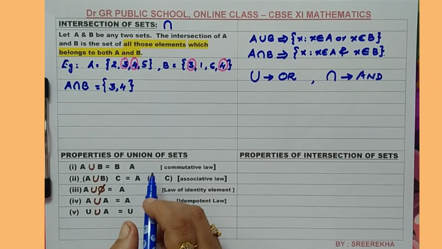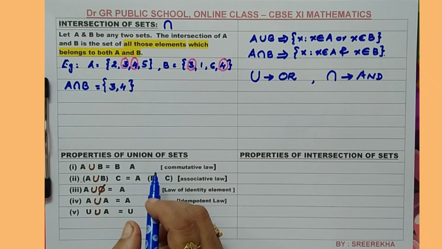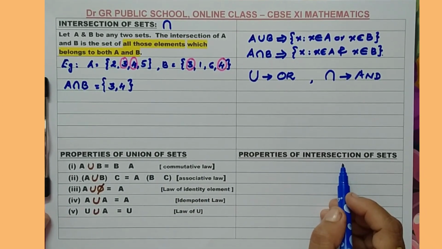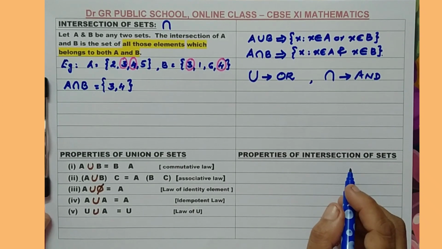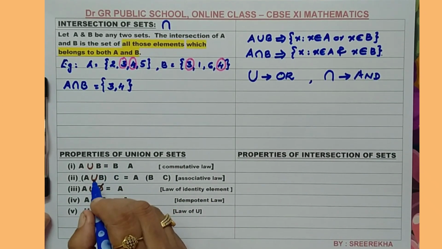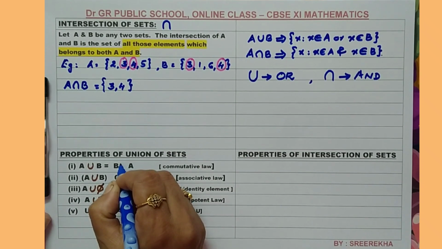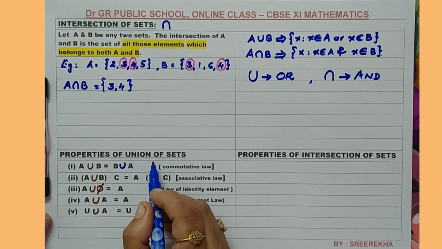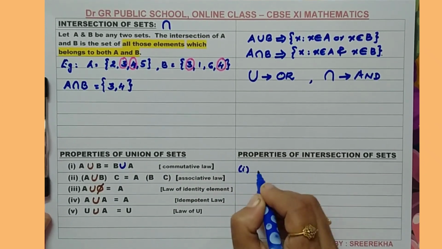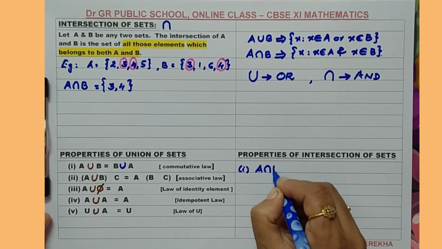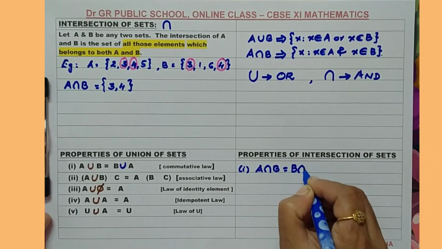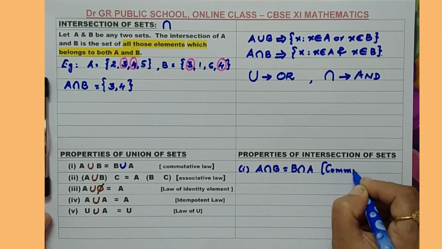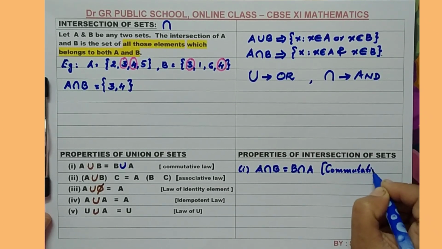Now we are going to define the properties of intersection of sets. You know about the properties of union of sets. In the same way, intersection also has some properties. The first property you have studied is that A union B equals B union A. This is the commutative law in the case of union of sets. In the same way, the first property of intersection is A intersection B equals B intersection A, which is also the commutative law.